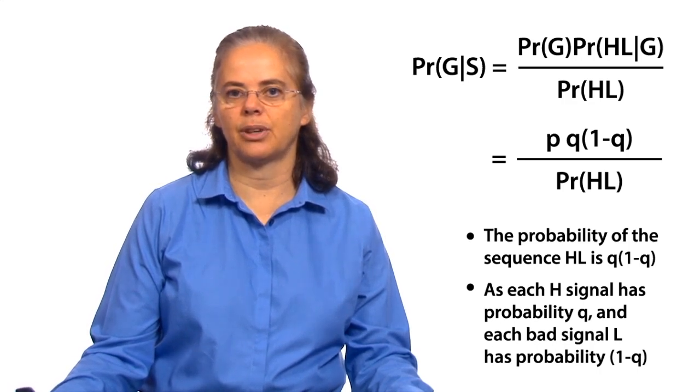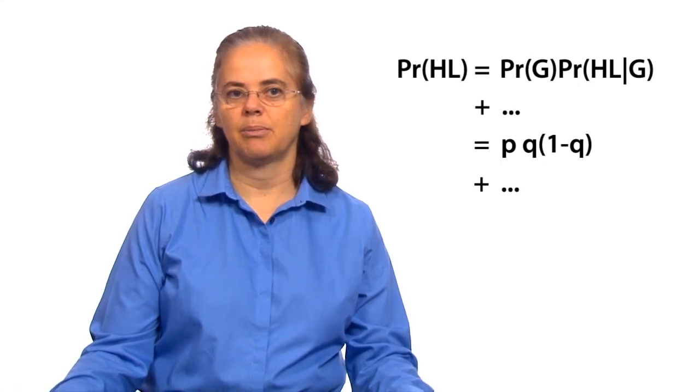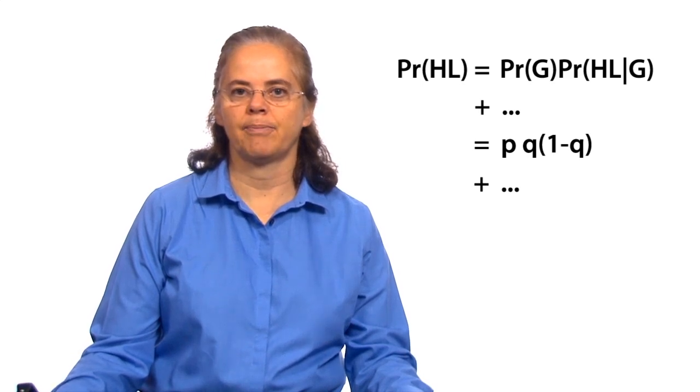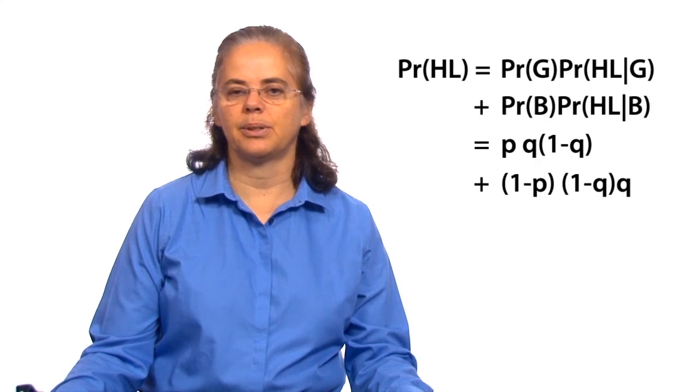And now we still have to work out the denominator: what is the probability that we see the high-low pair of signals? As usual, this pair of signals can happen in one of two ways, either because the product is good and we got these signals, or because the product is bad. The first term is the probability that the product is good times the probability that we got the high-low pair of signals given that the product is good. We just worked that out. It's P times Q times (1 minus Q). And similarly we can work out the other part.